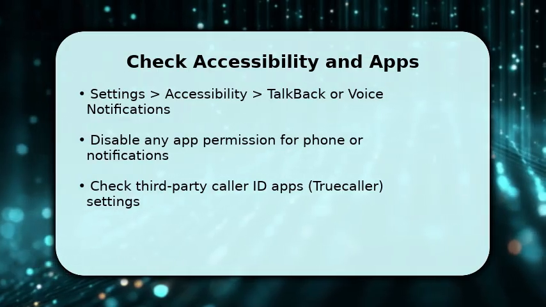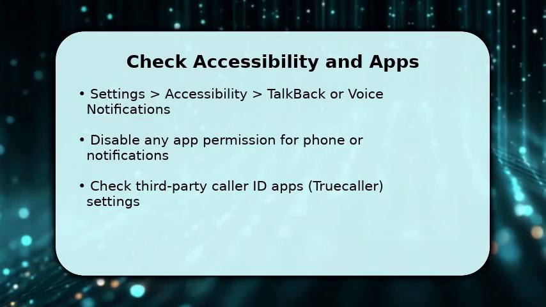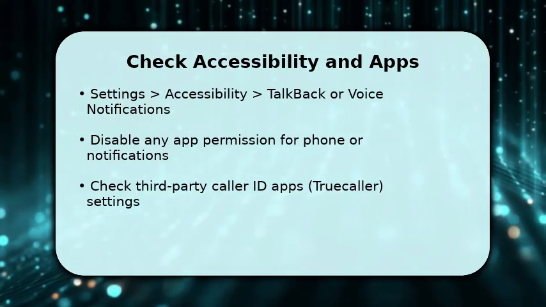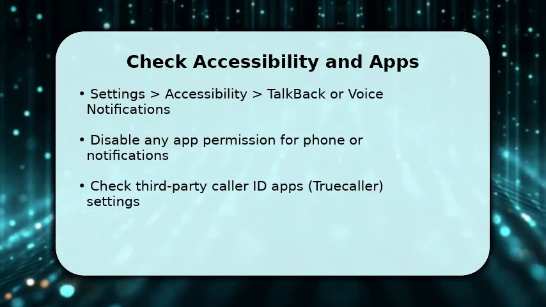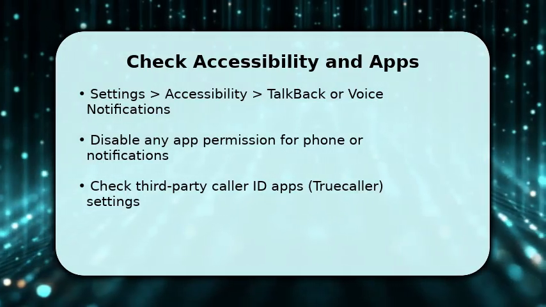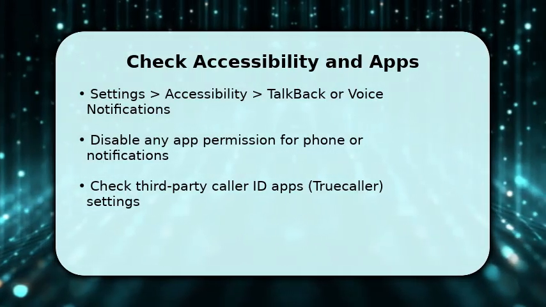Deny notification read permissions for any app that might announce callers. Also open Common Caller ID or safety apps like Truecaller and disable their voice or speak caller options. These steps remove announcements that live outside core settings.